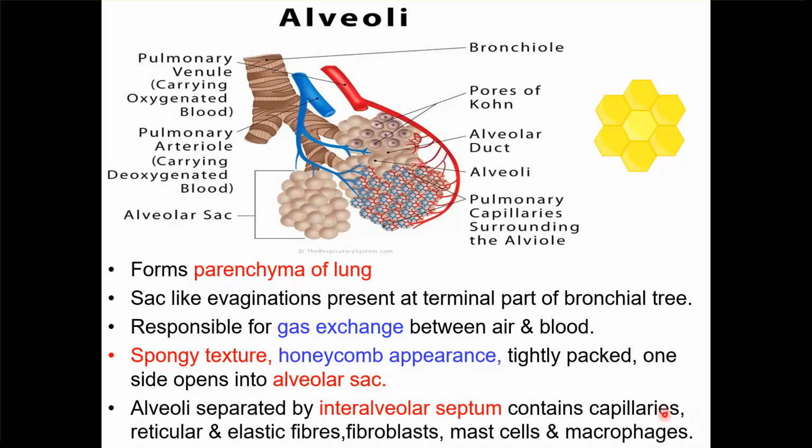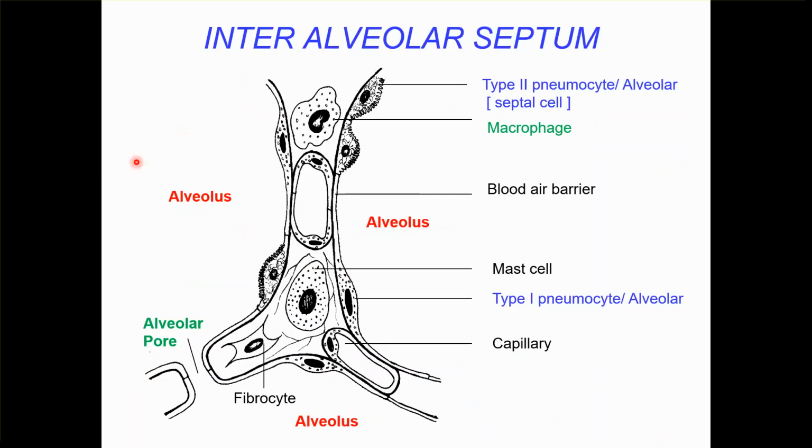It contains capillaries, as you can see here, the veins and the arteries, arterioles and the venules. Then you have the fibers, the reticular fibers and the elastic fibers. You have cells like fibroblasts, mast cells and macrophages. Next, we can see a beautiful schematic diagram of the alveolus. This is the alveolus which contains air. This is another alveolus and this is another alveolus, which is lined with simple squamous epithelium, as we said. We'll see more details about it.